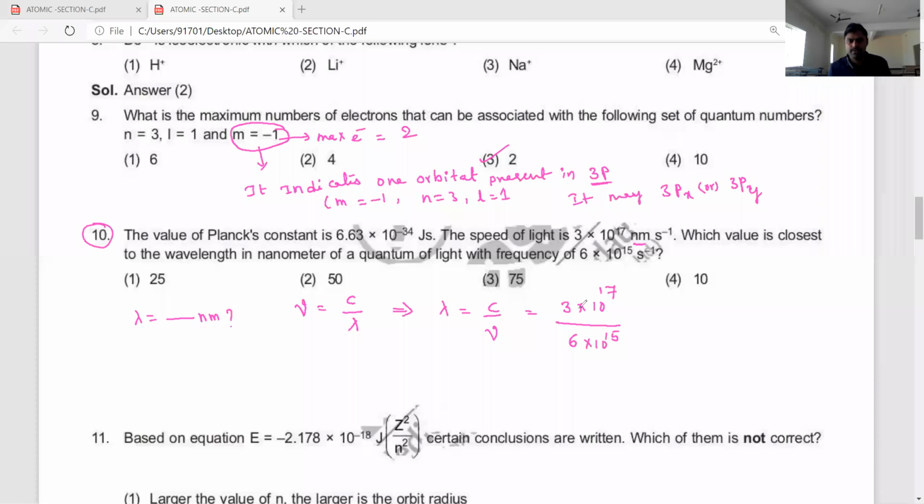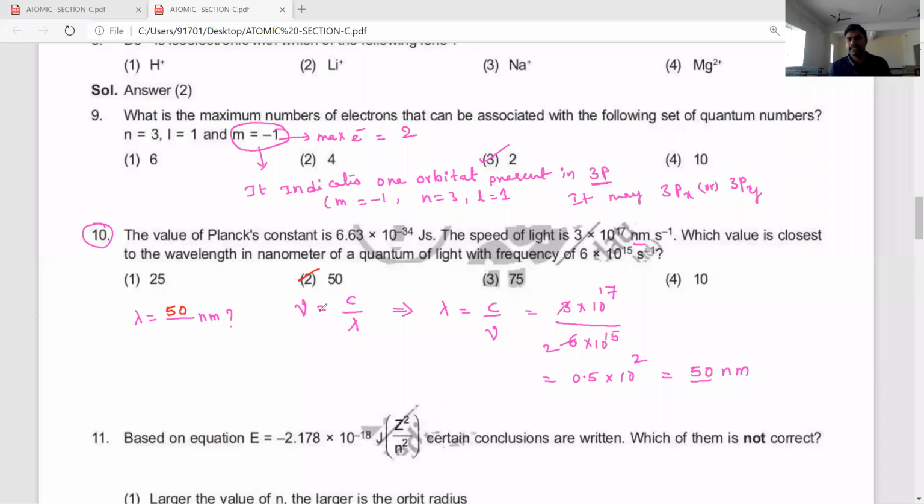Just simplify: 3 by 6 means 1 by 2, which is 0.5. The 10 to the power of 15 goes upside, meaning 10 to the power of -15. Then it converts to 10 square. So 0.5 into 10 square is nothing but 50 nanometers. The answer is 50 nanometers, so the second option is correct. Okay, understood?